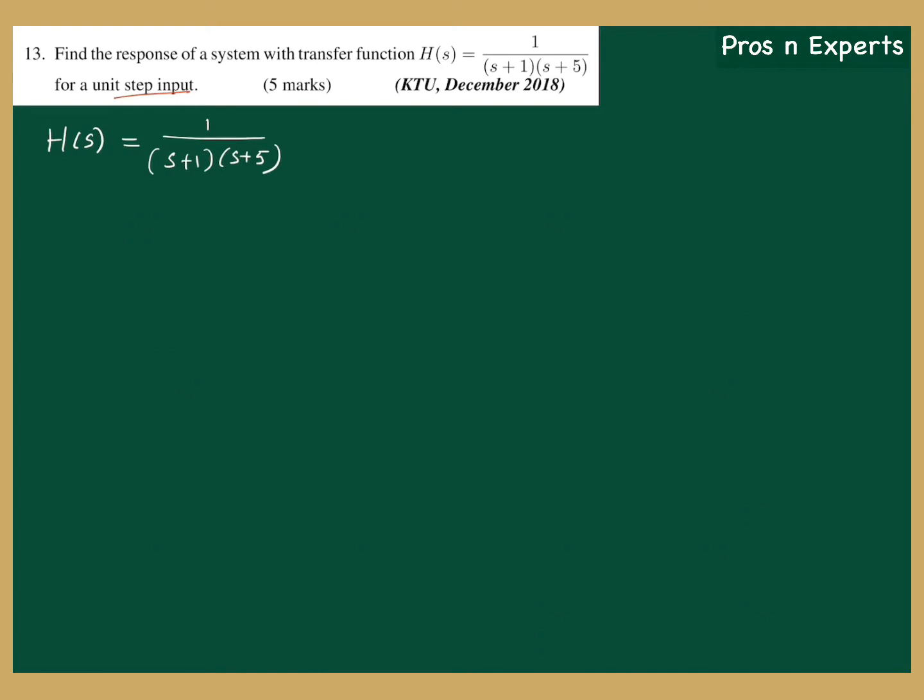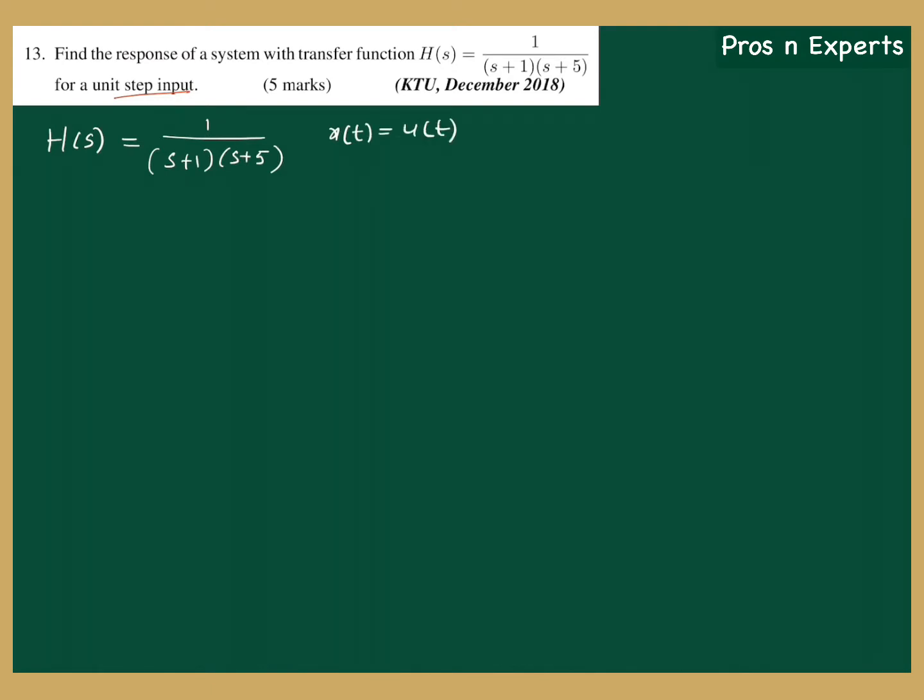The first question is, find the response of a system with transfer function H(s) equal to 1 by (s plus 1) into (s plus 5) for a unit step input. So in the question we are given H(s), the transfer function, as 1 by (s plus 1) into (s plus 5), and the input signal given is x(t) equal to u(t).